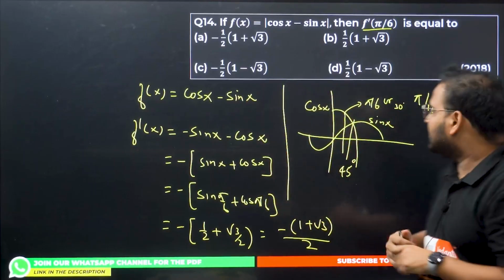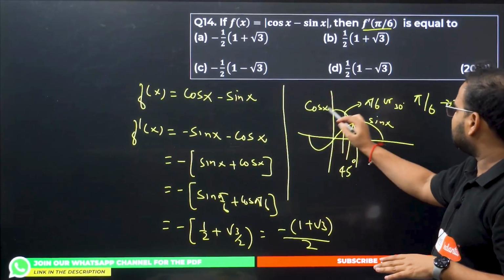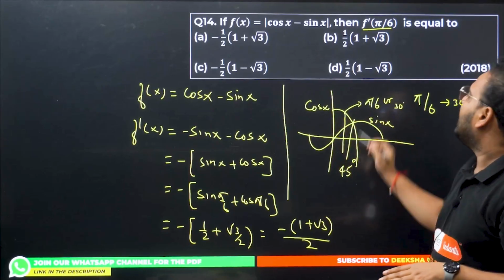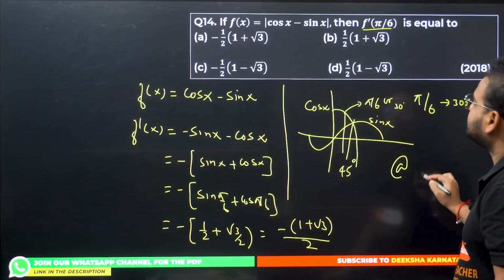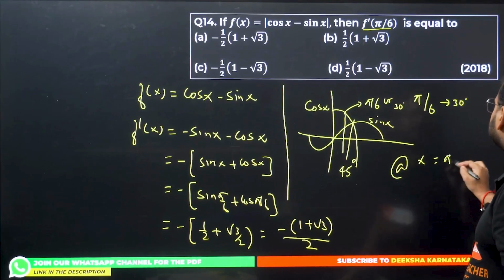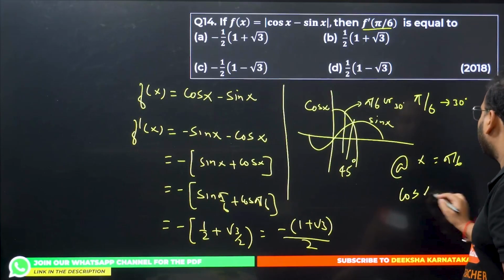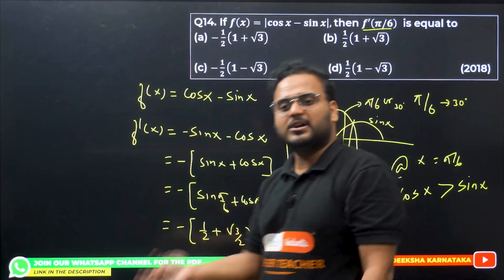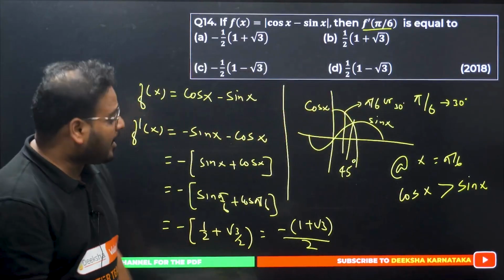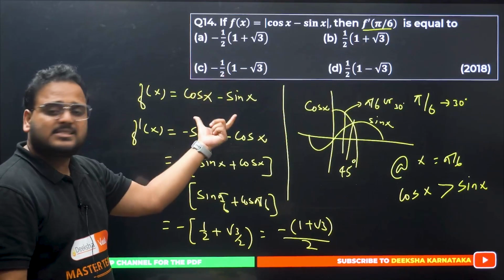This is clear. That's why I have drawn the graph here. Cos is this one, sine is this graph, and at pi by 6, cos is more. At x equals pi by 6, cos x of course is more than sin x. So cos minus sin is positive. Hence I can open the modulus with the plus sign.